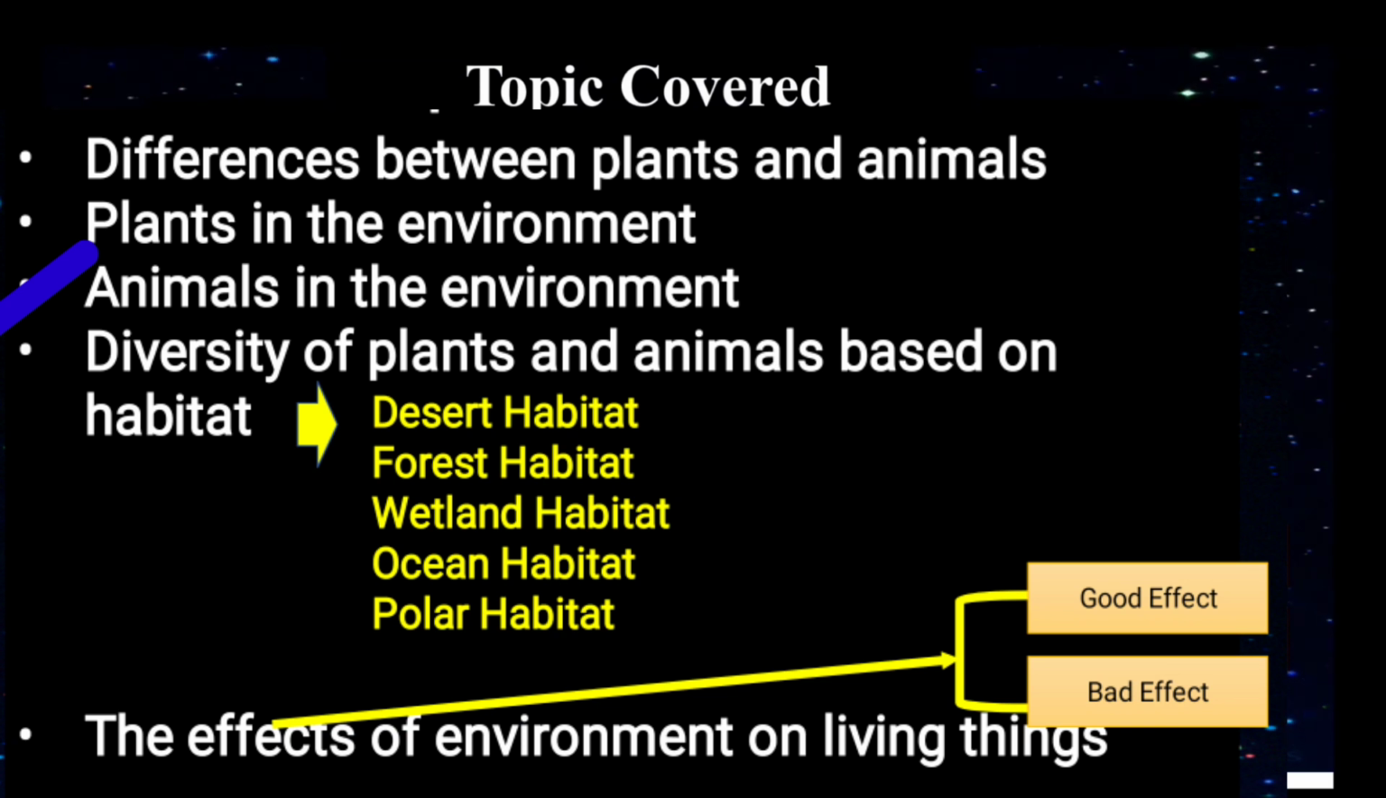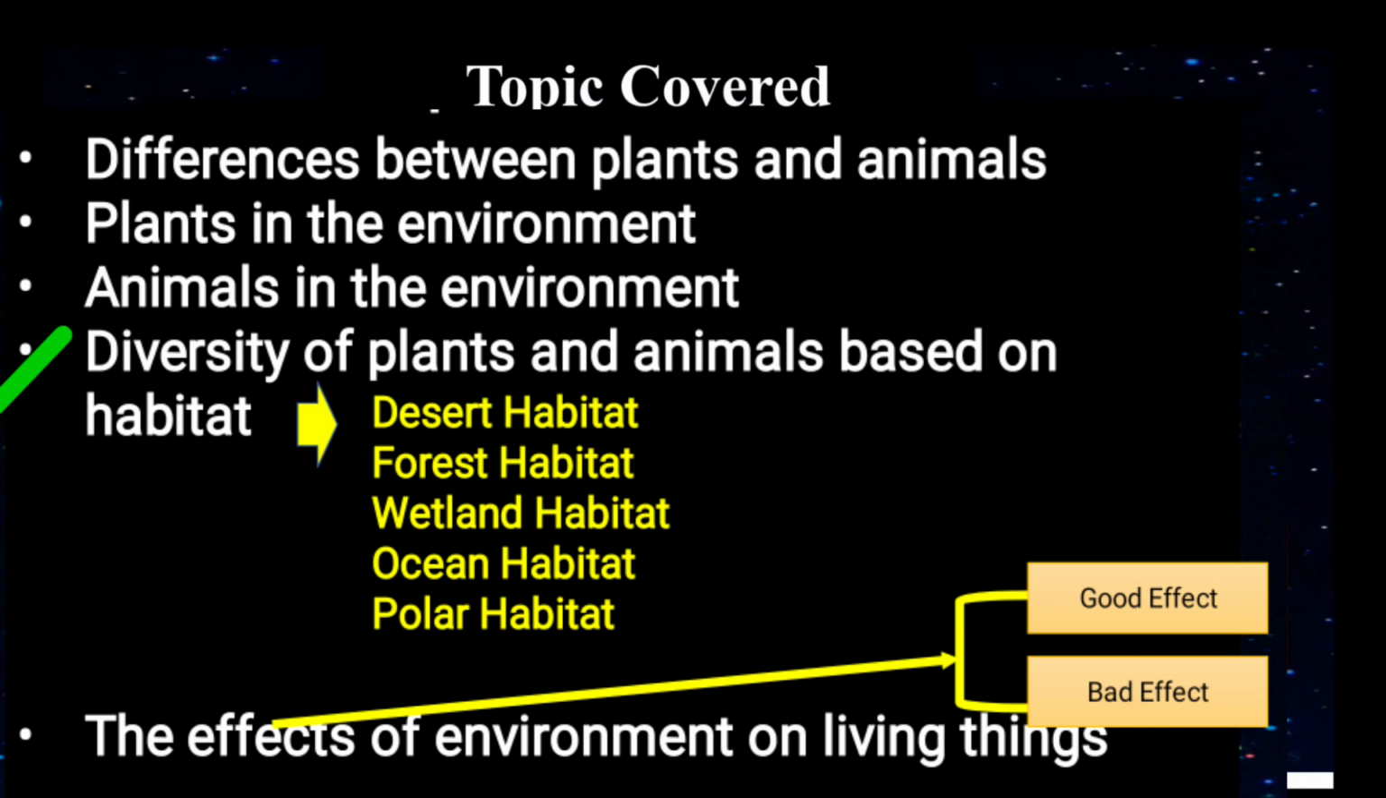Think of a bird. Where do they live? They live on trees. They make their house, or their nest, on trees. That's how they survive. After that, we learned about the diversity of plants and animals based on their habitat. We learned there are 5 habitats: desert habitat, forest habitat, wetland habitat, ocean habitat, and polar habitat. In every habitat there are specific plants and animals that survive.